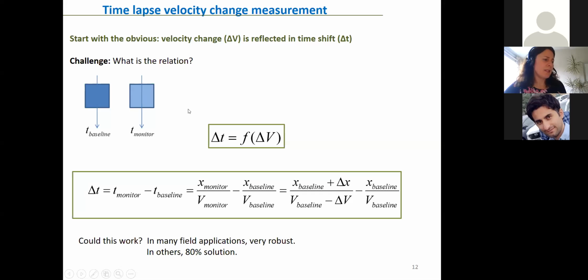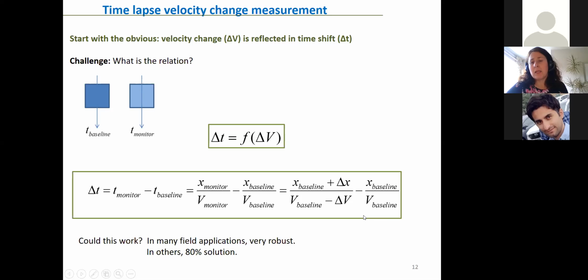So it's not exactly rocket science. I mean, we can all say, okay, assume you have your velocity of your baseline and your velocity of your monitor. Your time shift will be defined as the travel time of the monitor minus the travel time of the baseline. And you can say, okay, here I have X monitor divided by V monitor. This is actually twice the thickness of your layer, and then minus X baseline divided by V baseline, okay?